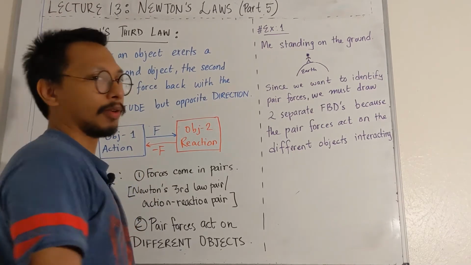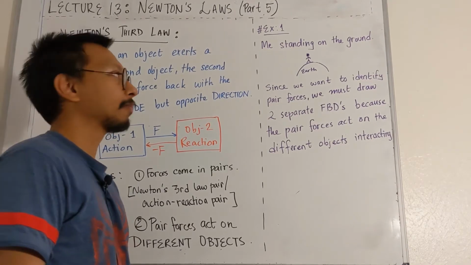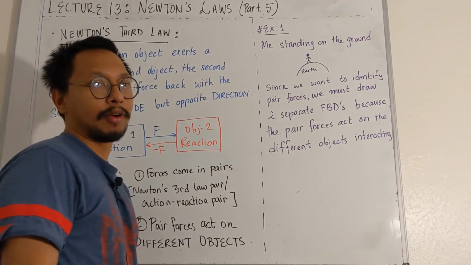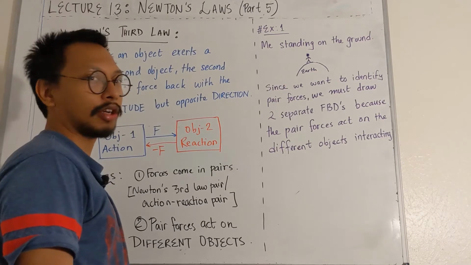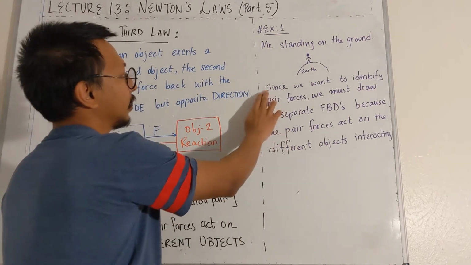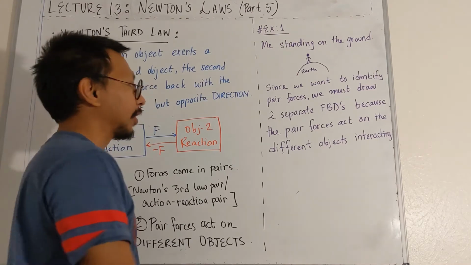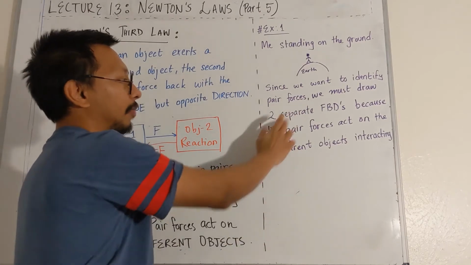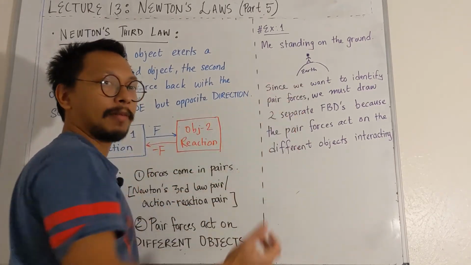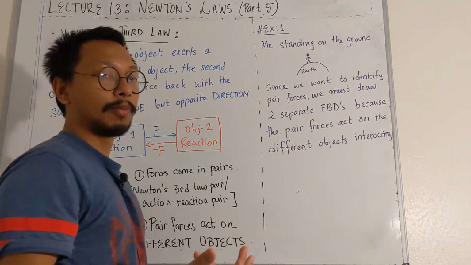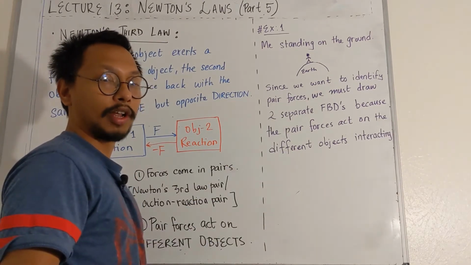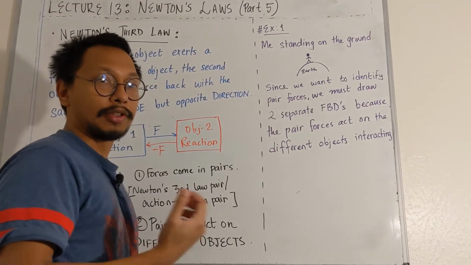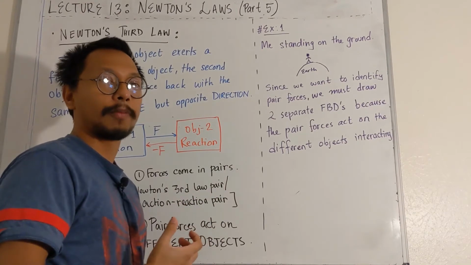Now let's look at an example to make our understanding of Newton's third law pair more clear. Let's say this is me standing on the ground. Ground means I'm on earth, so let's say I'm in contact with the earth's surface. Since we want to identify pair forces, we want to identify Newton's third law pairs, we would need to draw two separate diagrams. So to identify pair forces, we need to draw two free body diagrams, one for each of the objects present or interacting, because as we have just found out, the pair forces act on different objects, and so on one free body diagram you cannot draw a pair force.